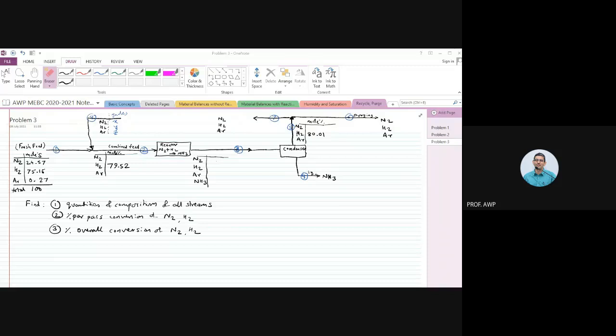Anybody has doubts about the problem? Anything that was not clear in the description? Anything you want me to repeat from the problem description? No, nobody wants to. Nobody has any doubts about the problem, about the description.